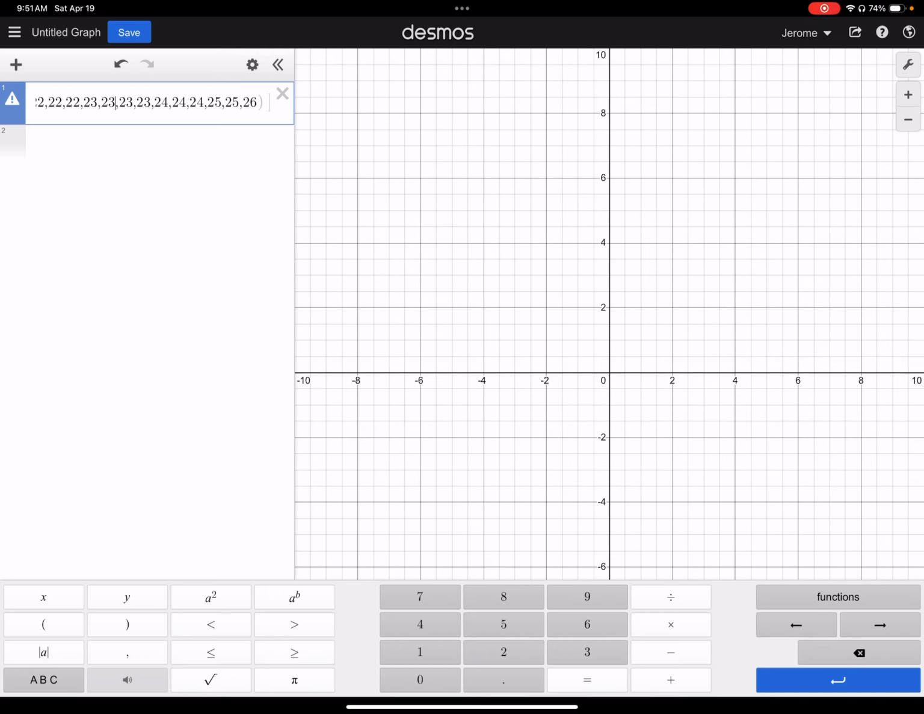With your mouse and keyboard, or your little trackpad, this might be a little bit easier than it is on an iPad to scroll all the way over here. Now hit the little, okay, there it goes. And it does confirm that we have 15 elements. Element means individual number in that list.